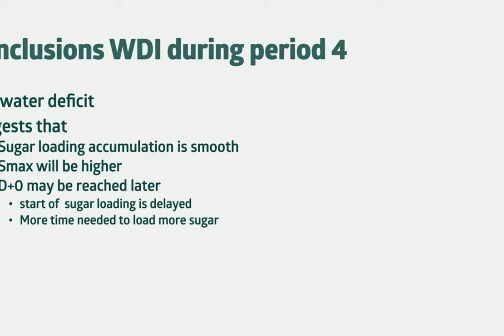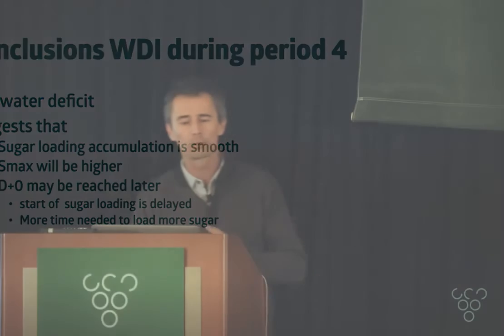What does that mean? Well, we take home that it's definitely a low water deficit year. It suggests that the sugar loading accumulation should be smooth, that the maximal amount of sugar per berry, the S-max, should be higher, and we'll see if it's true, and that the date when the stage of active loading of sugar into the berry should be delayed.